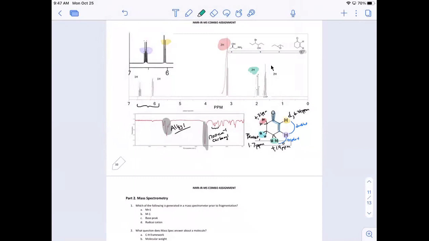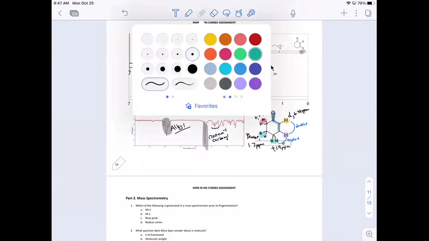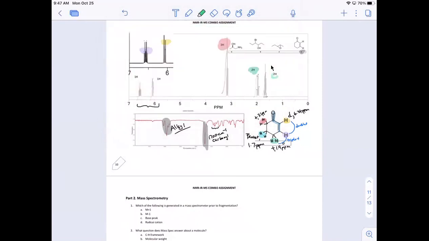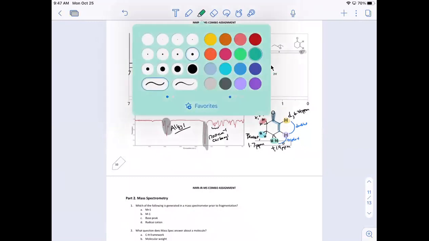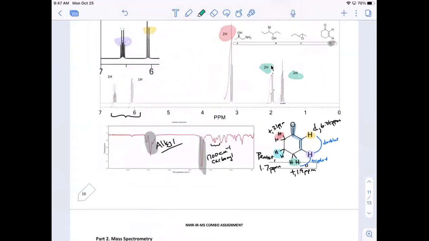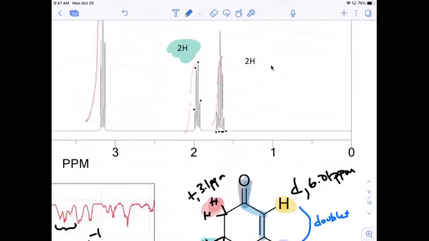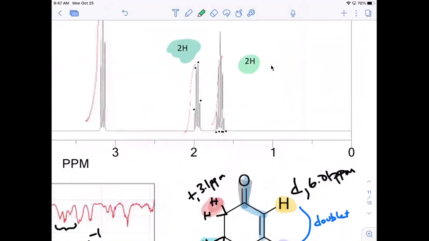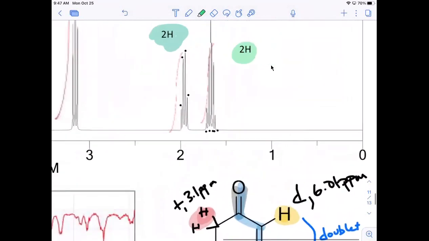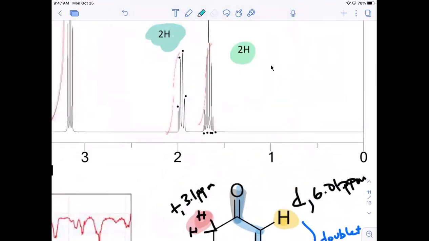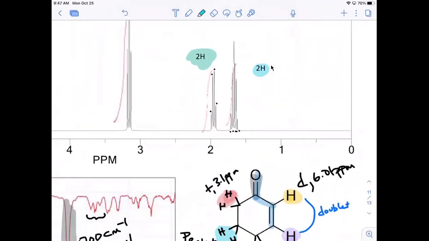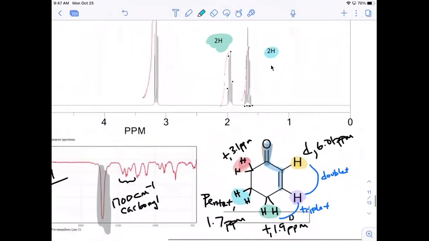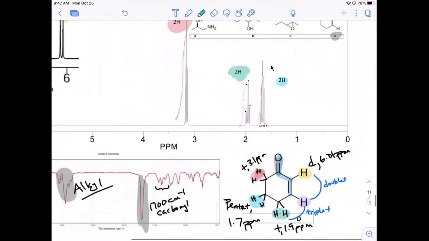And then the teal color protons we said were here. That's the wrong color. That's the same color. Now we're cooking with gas. All right. It's hard keeping track of all these colors, trying to make this make sense.